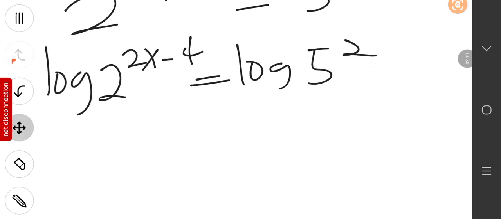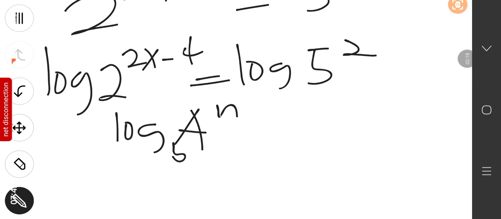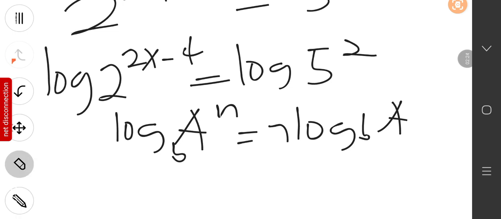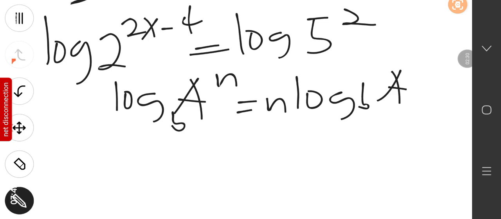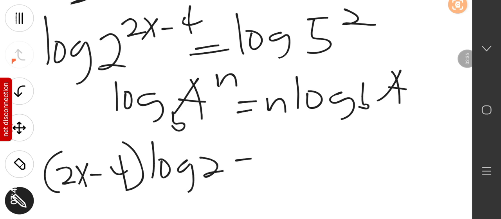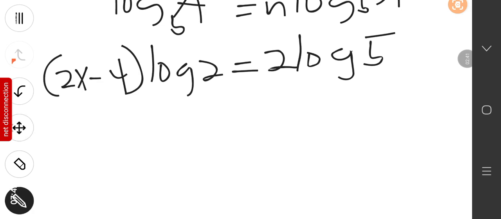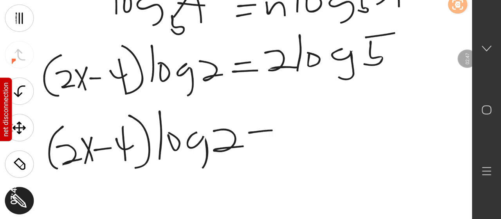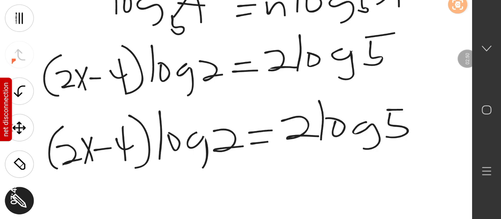All right, now let's apply the logarithm definition here in order to simplify the equation. So we say log a exponent n base b equals n log a base b. All right, now let's apply this concept to both sides of the equation. So our equation becomes 2x minus 4 multiplying log 2 equals 2 log 5.